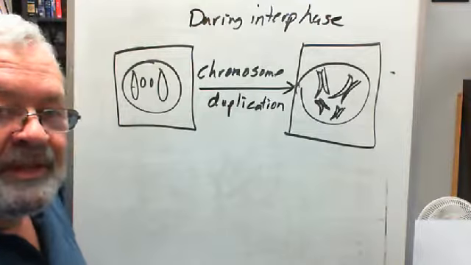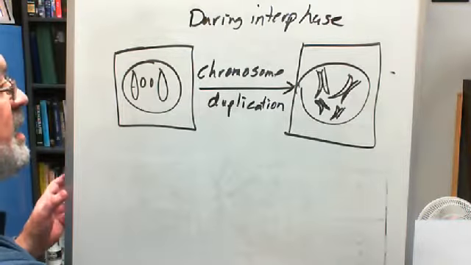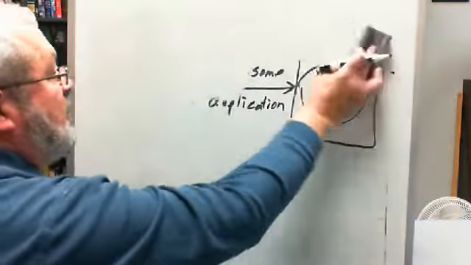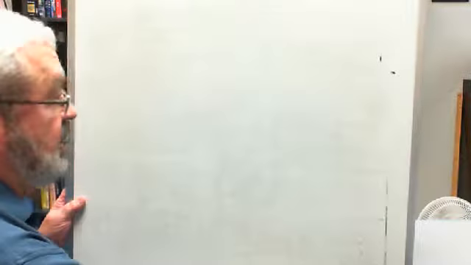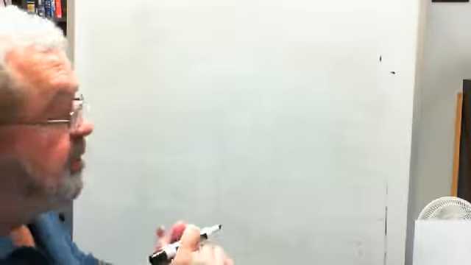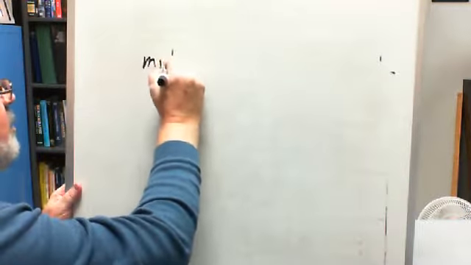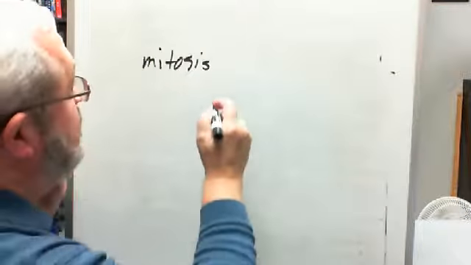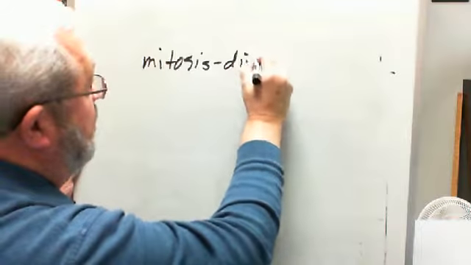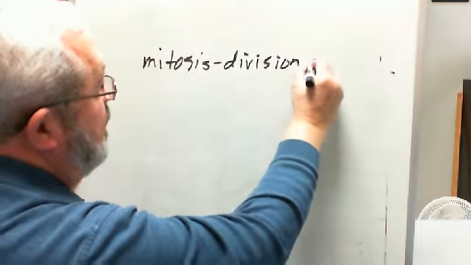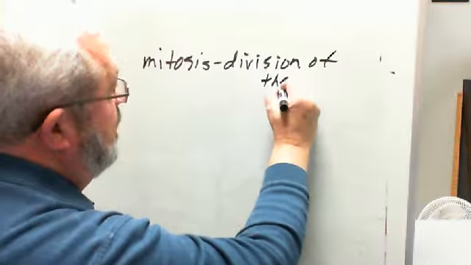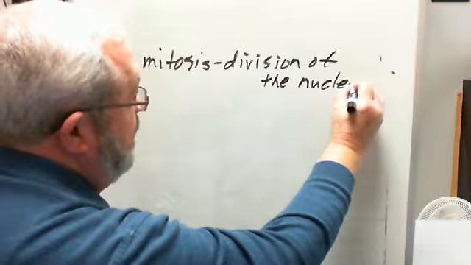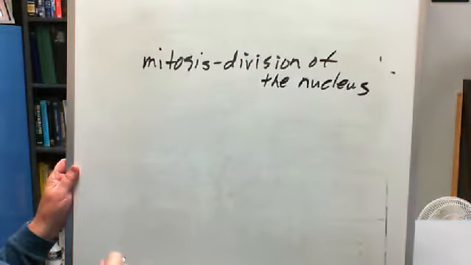What in the world is cytokinesis? Well, let me erase this right here. And in order to explain cytokinesis, I have to tighten up the definition of mitosis a bit, because mitosis is actually not cell division. What is it? It's division of the what? We know that. Technically speaking, it's division of the nucleus. Yes, it is. Division of the nucleus.